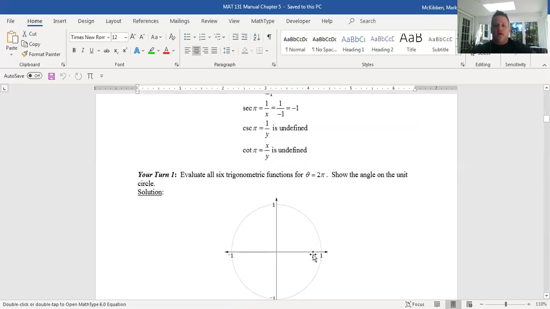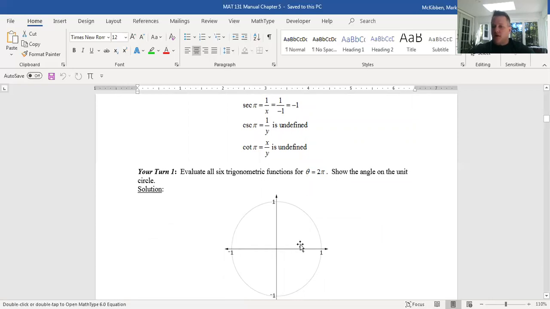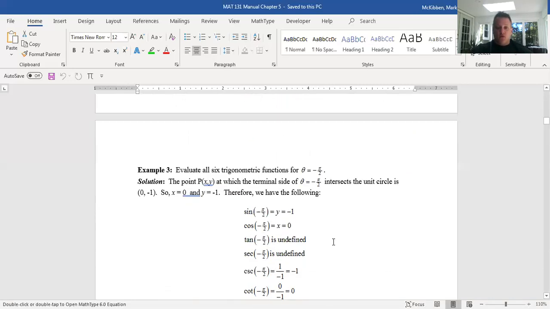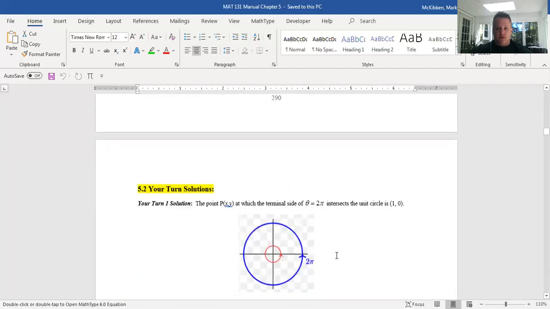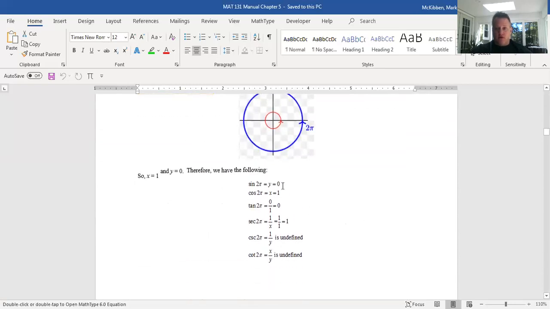Once you get this one to go, so theta equals 2 pi, you started on the positive x-axis. 2 pi is 360 degrees, so you swung all the way around the circle, and so the radial segment at 2 pi is the same one that you started with, right? So the point of intersection is 1, 0. So the x is 1, the y is 0. So using our definitions, we can get those, and I'll swing back quick so you can see it right there. If you plug those in, these are the values for your sine, cosine, and so forth. Okay, go back.